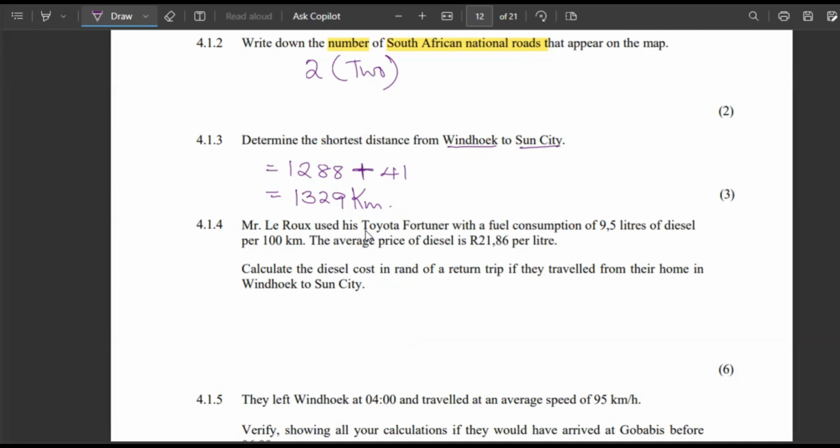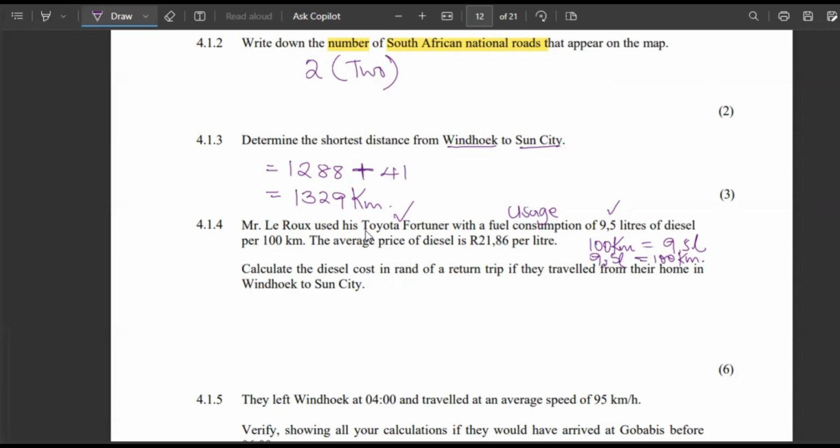The dad of the family used a Toyota Fortuner with a fuel consumption of 9.5 liters of diesel per 100 kilometers. Fuel consumption simply means fuel usage. How much fuel does it use? This means that whenever it covers a distance of 100 kilometers, it has used 9.5 liters. Or the other way around: if he has 9.5 liters, he will only cover a distance of 100 kilometers. That's what you have to know.